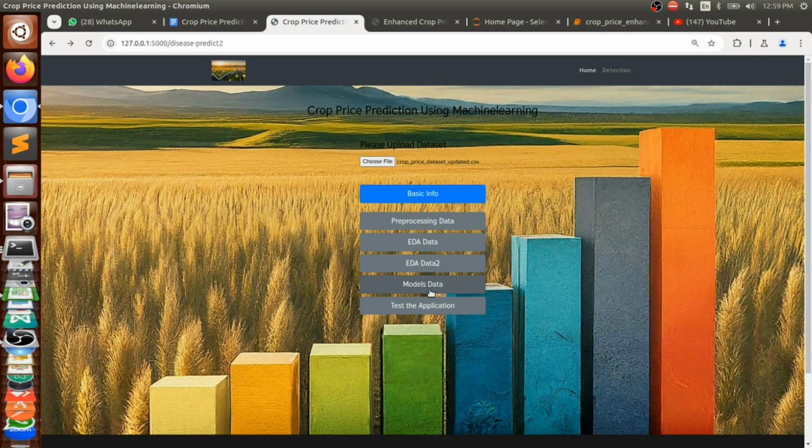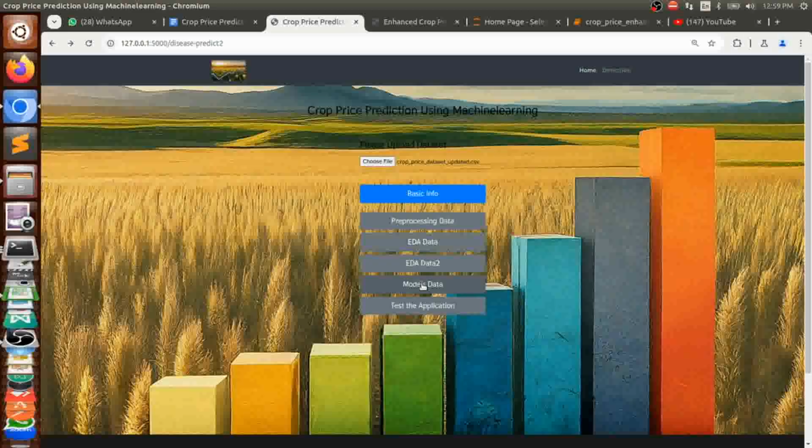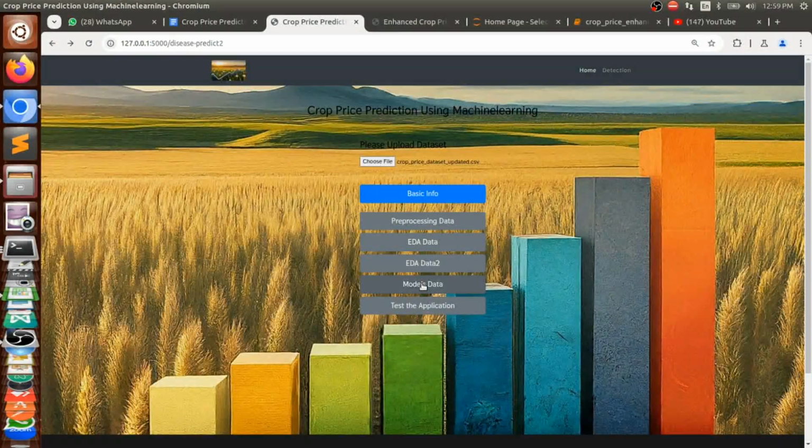When you click on the models, you can see the model details. It will take a little bit of time. We will wait.